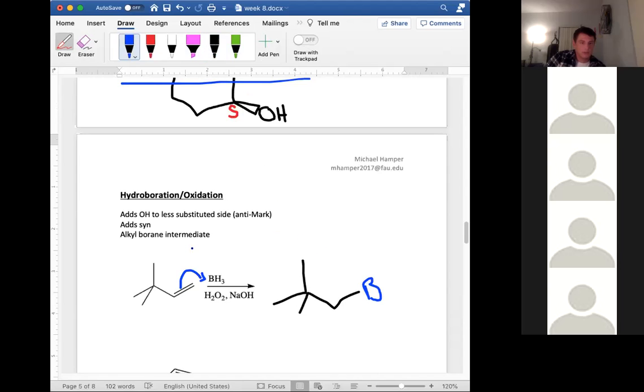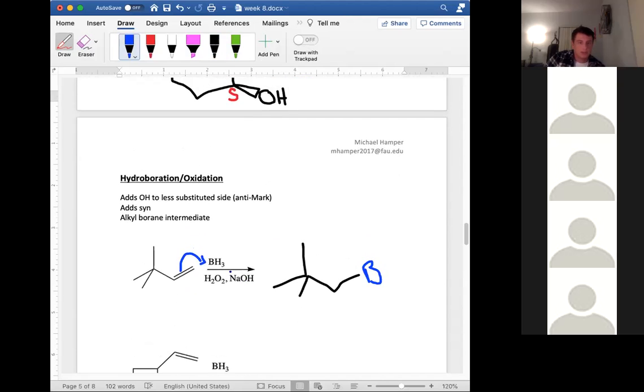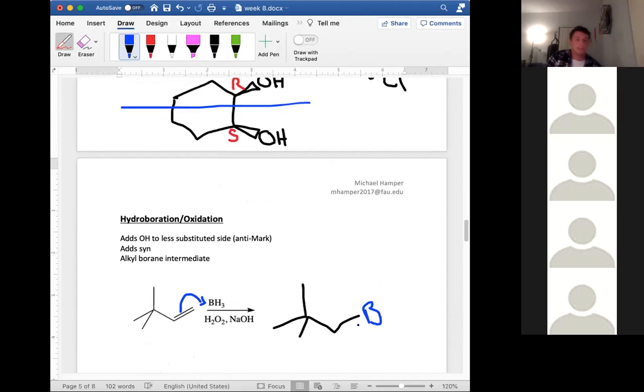Now the peroxide. With the help of the peroxide, all that happens really is that borane gets replaced with an OH. That is why you're able to do that handy dandy trick that we know of to go from your alkyl borane intermediate to your starting material.